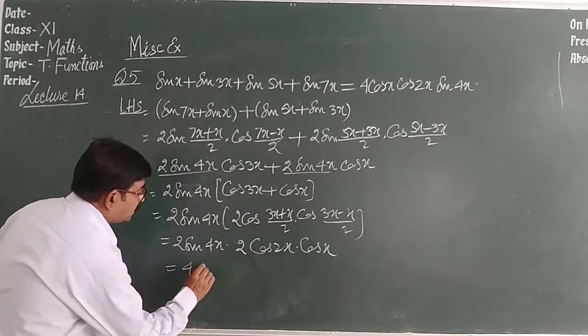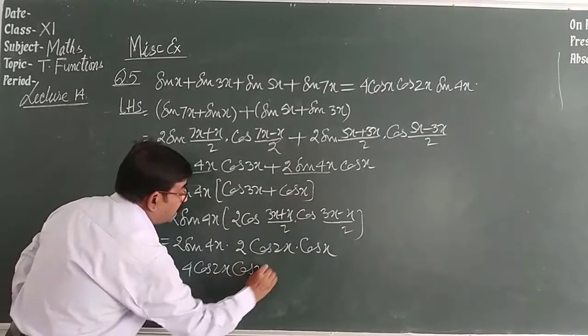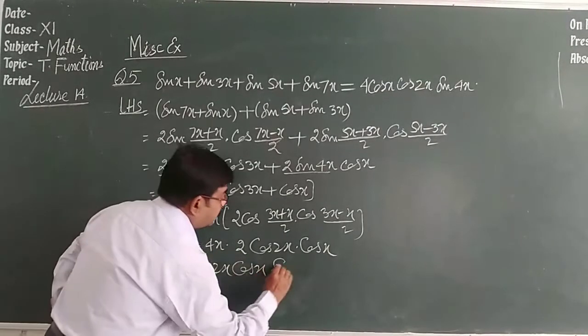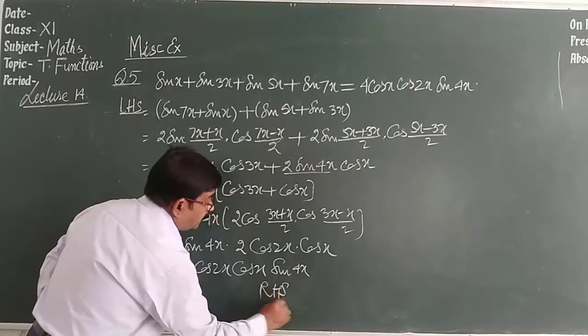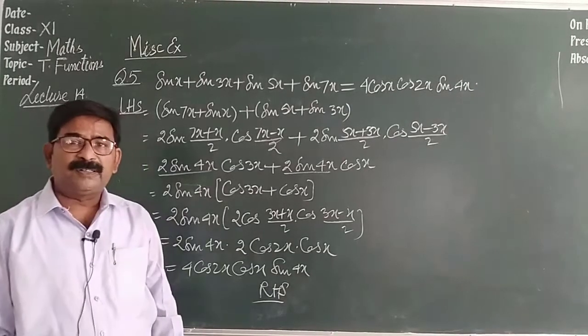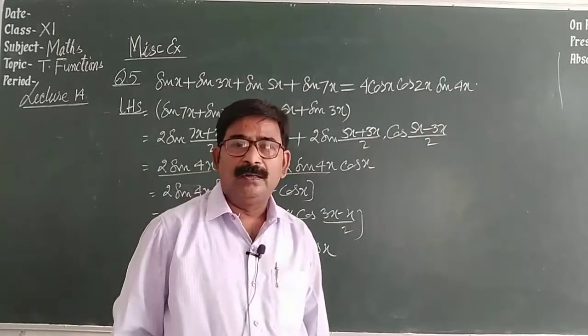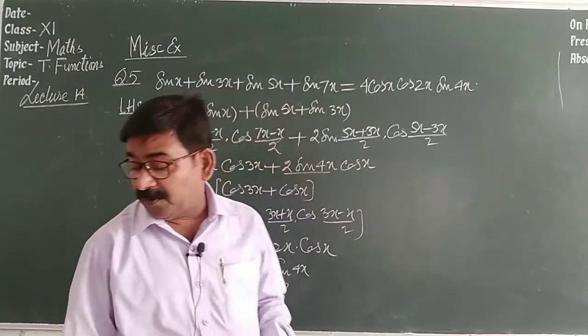Here we have cos 2x. Here we have cos x. Here we have sin 4x. Sin 4x, right hand side. Got it? Very simple exercises. It is just the practice of formula.